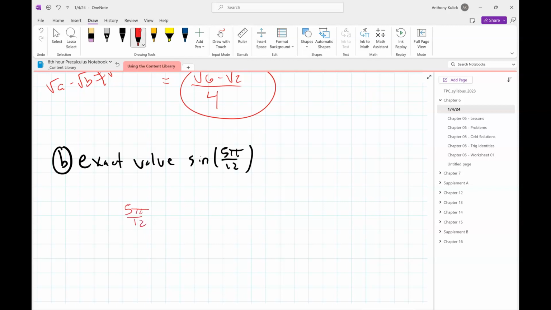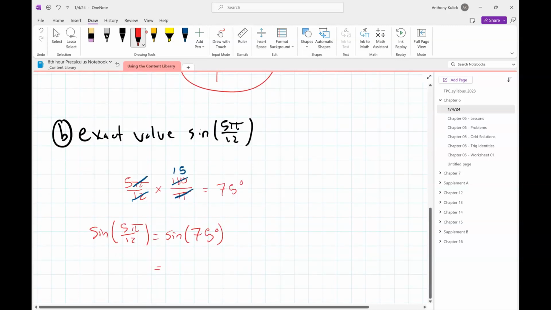What do I need to do to convert that to degrees? Times 180 over pi is correct. So the pi's cancel. 12 goes into 180 15 times. So 5 times 15 is 75. So sine of 5 pi over 12 is really just sine of 75.